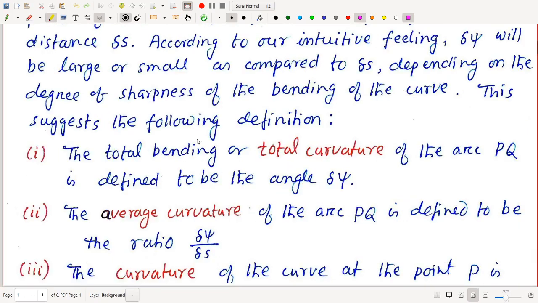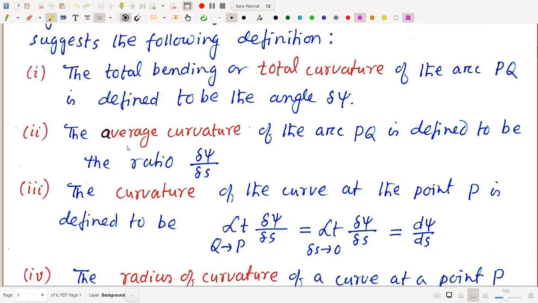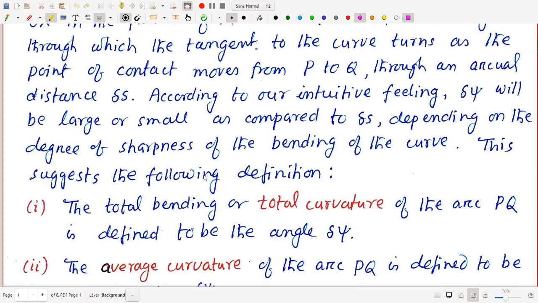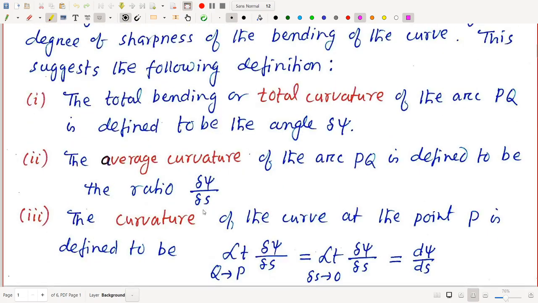And the ratio delta psi by delta s is defined to be the average curvature. Average curvature of the arc PQ is defined to be the ratio delta psi by delta s, that is, curvature per unit length.